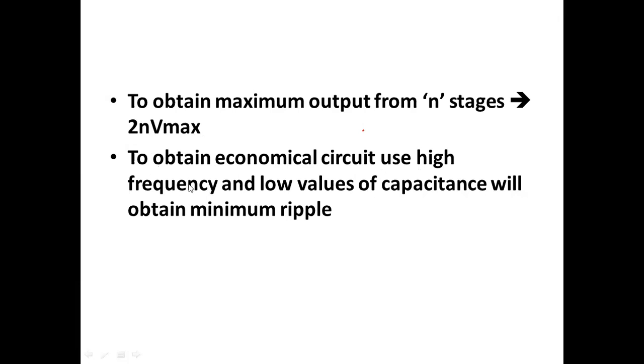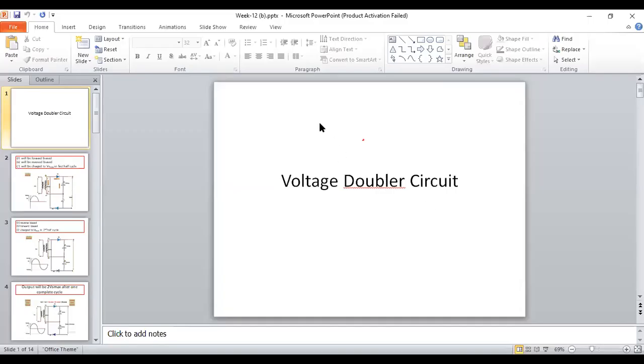To obtain an economical circuit, use a high frequency. And if you want minimum ripples, use low values of capacitance. If you use low capacitance values, minimum ripple will occur in the output of that voltage multiplier circuit. So that was all about the voltage doubler circuit. Hope you will understand it. Thank you.